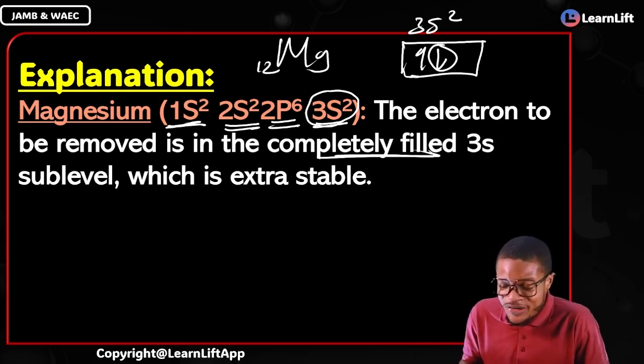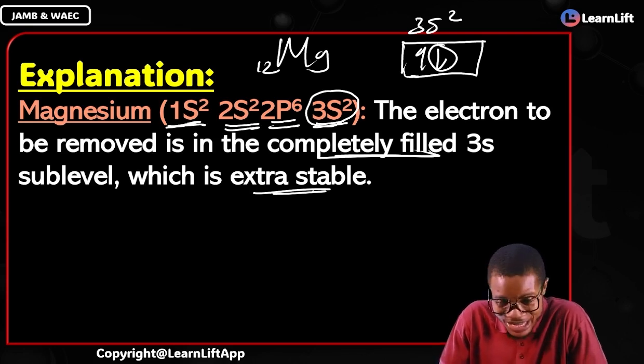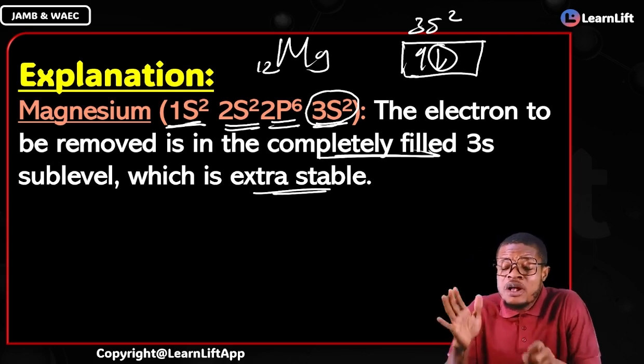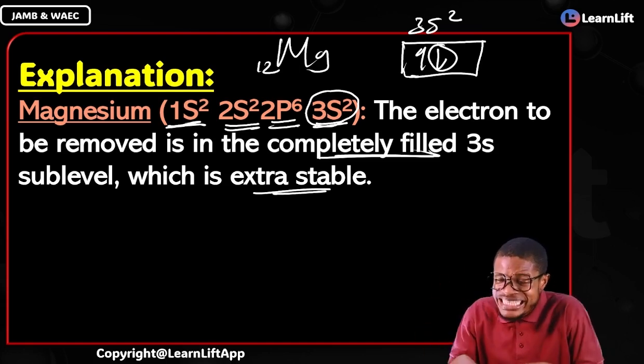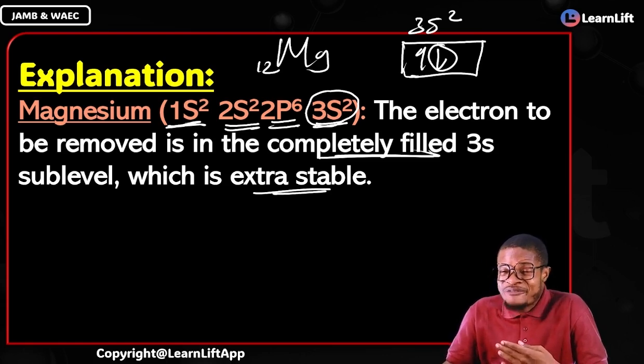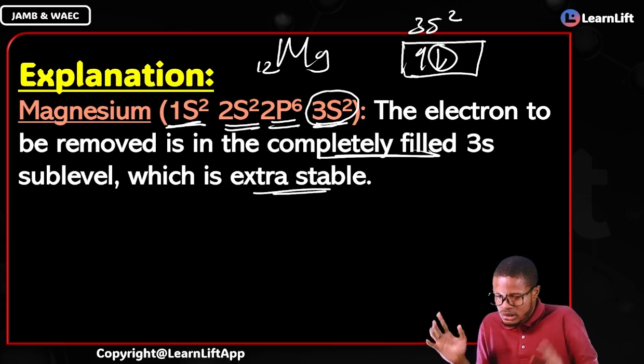Because it is completely filled, it automatically has extra stability. Are you getting it now? So to remove one electron from a completely filled orbital is very difficult. So it will even have extra ionization energy. Does it make sense? Beautiful.